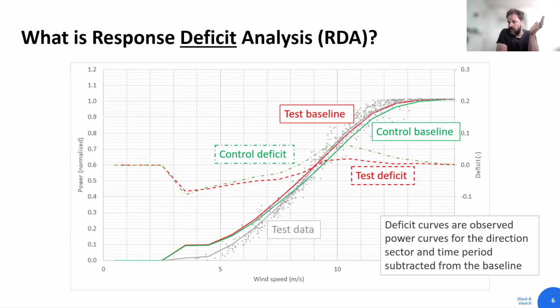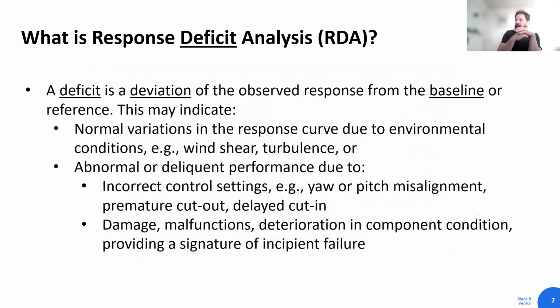So that's great. What do we do now? We want to analyze this. We've got this deviation that represents how the observed response curve, in this instance a power curve, differs from the baseline that we've chosen.